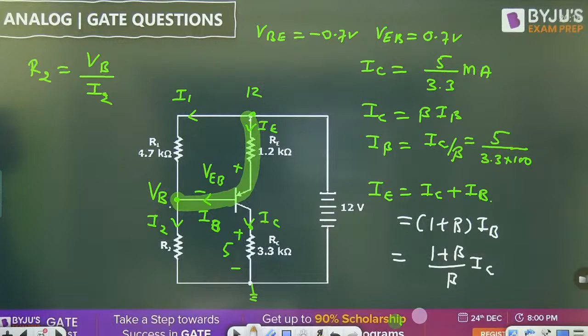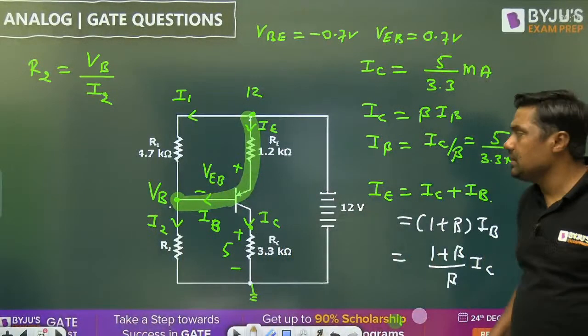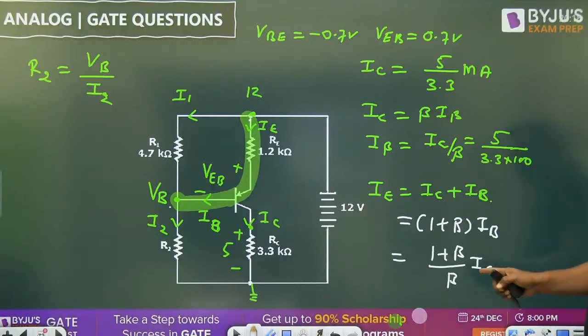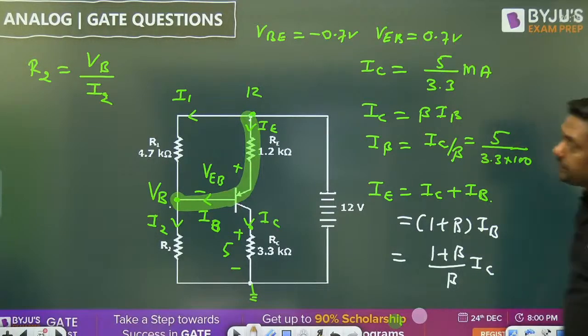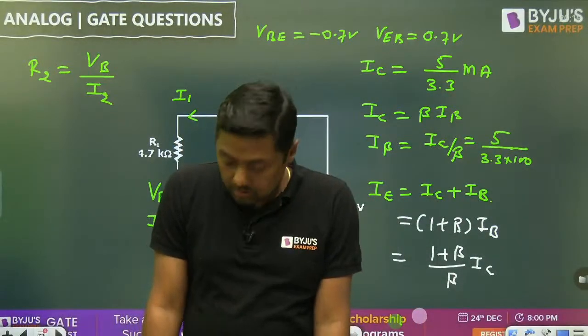Once you are making IB equal to 0, then you can take some approximation that IC is equal to IE. In this question, there is not too much difference between IC and IE. But what about the current through R1 and R2? You have to check this. That is the method.